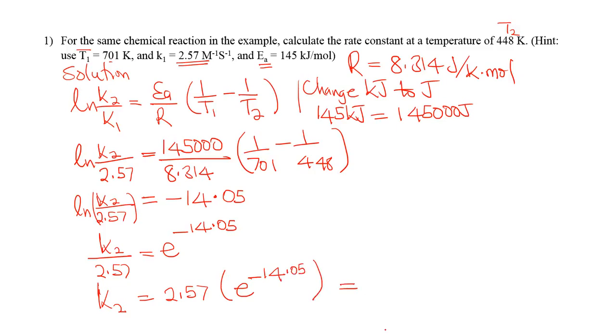So once you do that, you are going to get 2.57 times. Now let me get that e to the power negative 14.05. So times 7.91 times 10 to the power negative 7.